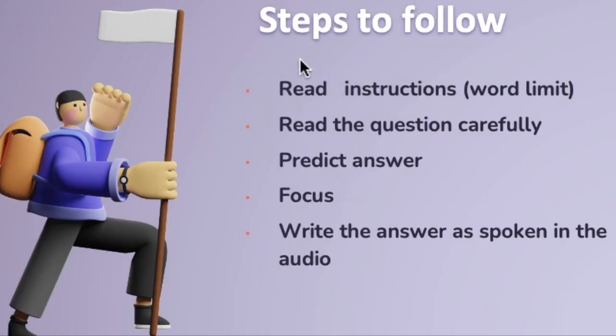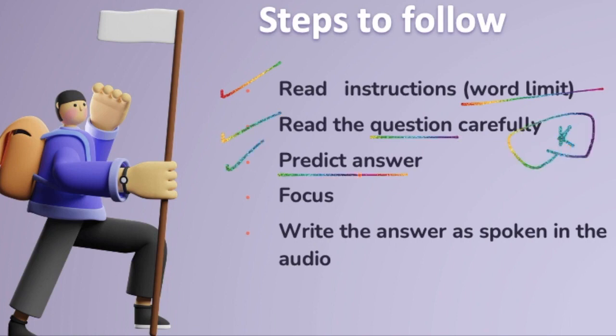Now, let's take a look at the steps that you should be following to do the completion type questions. And like I said, this includes all the completion type questions. So the first thing you do is you read the instructions, especially for the word limit. And after that, you read the question carefully. Read for the keywords, that's important. Then you try and predict the answers. Sometimes you know what the answer could be, and you are also training your mind what to listen for.